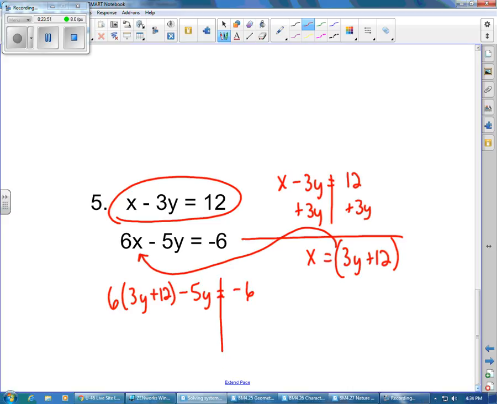Again, you're doing the same thing where you're distributing, combining like terms, solve for y. Once you solve for y, you take it and you plug it back in, solve for x, check your work.